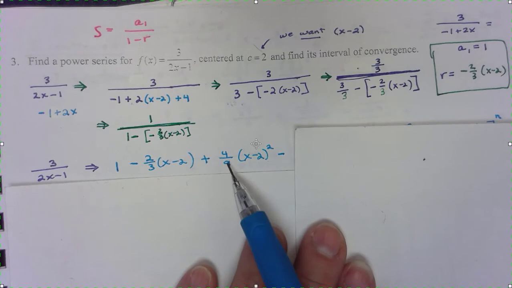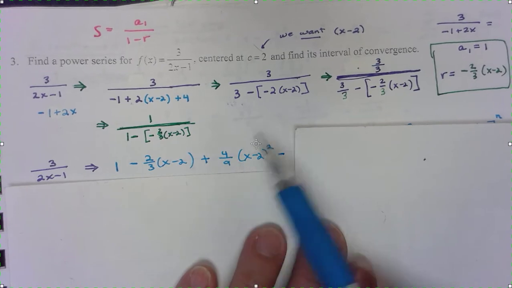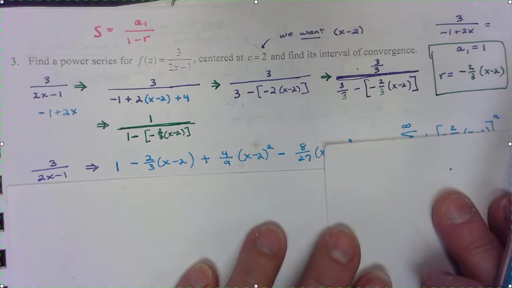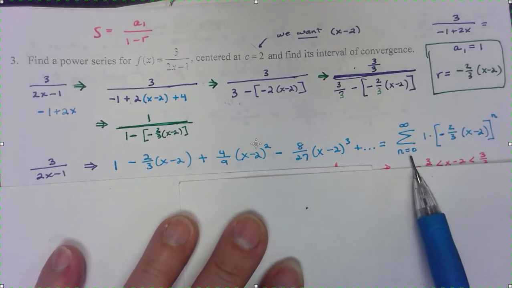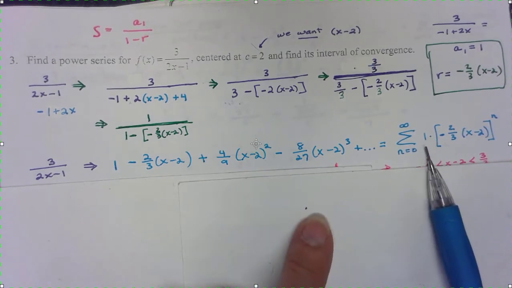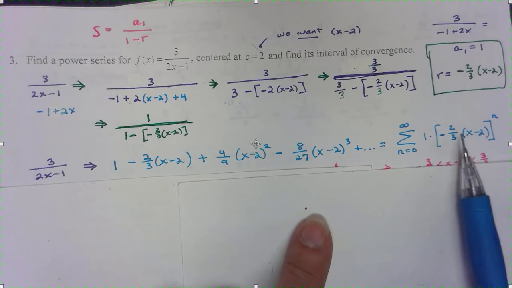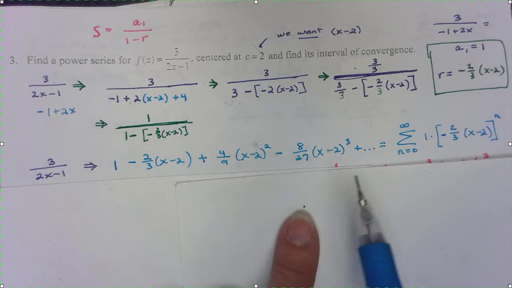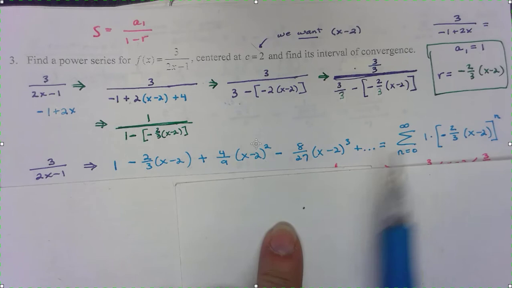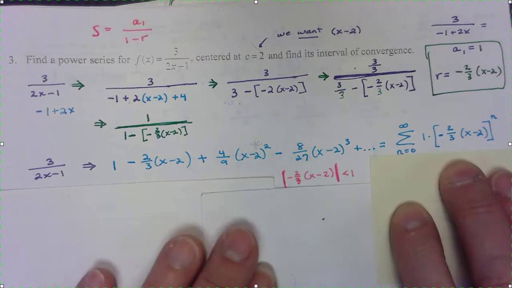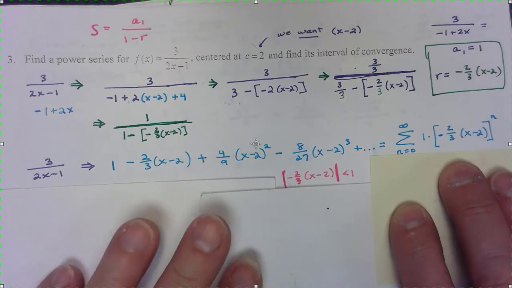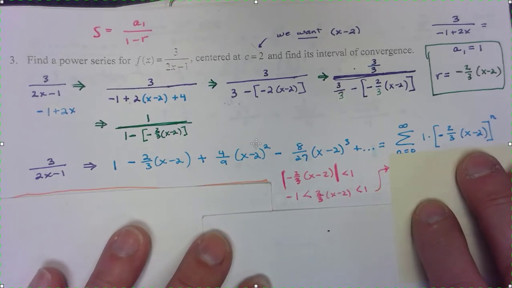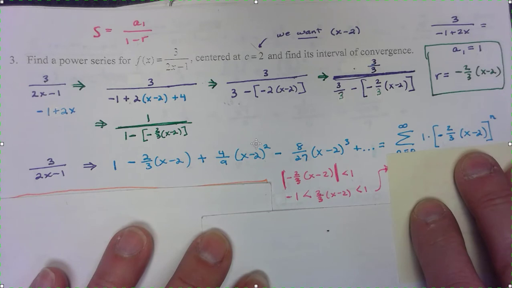Multiply by negative 2/3, that's going to give me negative 8 over 27, x minus 2 cubed. You see where this is going? And so our series can be written as n equals 0 to infinity of my A1 times my r, and it looks like if I start at 0, then it's r to the n. We have to find our interval of convergence, so r, absolute value, has to be less than 1. That makes our inequality this.